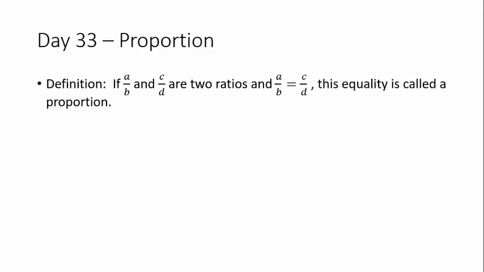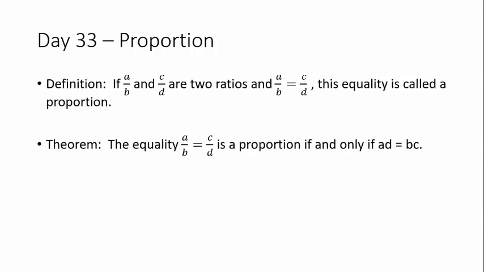Let's talk about a proportion now. If A over B and C over D are two ratios, and these two ratios are equal, this equality is called a proportion. We have a theorem related to this. The equality, A is to B as C is to D, is a proportion if and only if A times D is equal to B times C. You'll notice that we have cross-multiplied here. We have the product of the extremes, A and D, is equal to the product of the means, B times C.